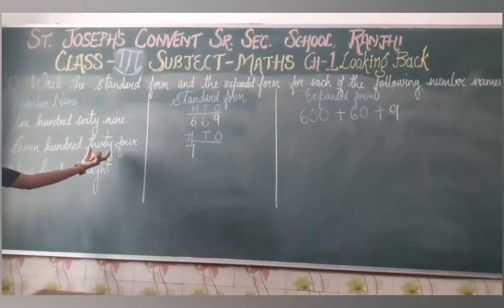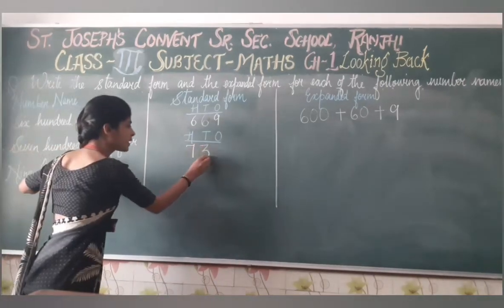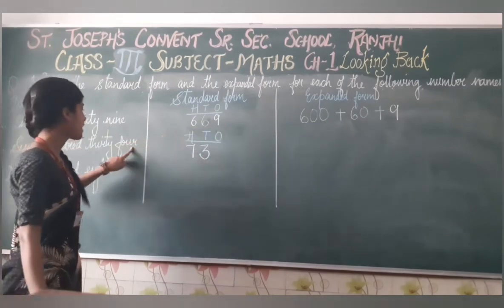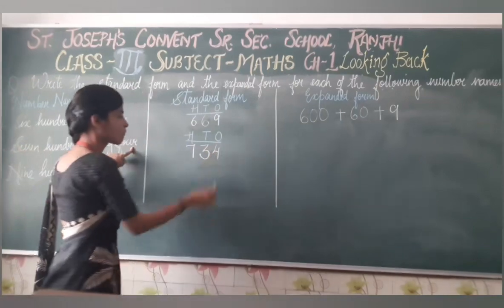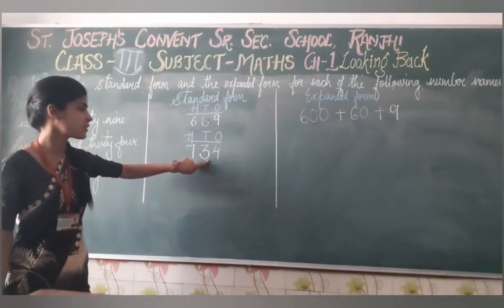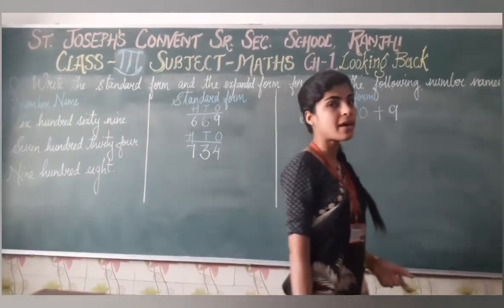Next, 34. How do we write 34, children? 3, 4 is 34. We can look at it another way: if 30 is there, this means 3 tens will make 30 only. So, 3 will come under the tens place because 3 tens becomes 30, and then is 4. So, 4 will come over here. Clear? So, we got our number 734.